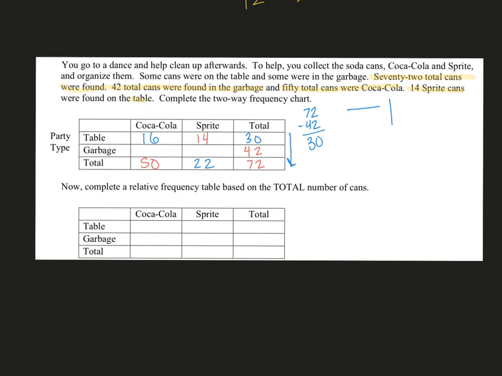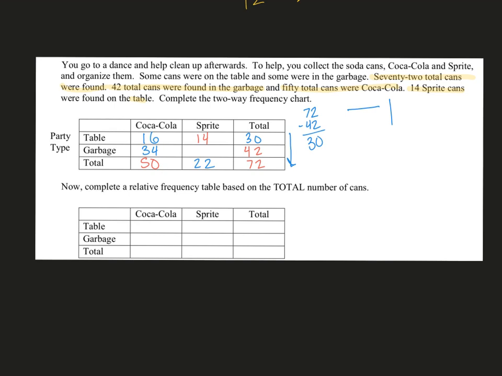So I'm going to start looking at columns. I see my Coca-Cola column. I am only missing one value. If I have 50 total and 16 of them are on the table, when I subtract that, I get 34 as how many were in the garbage.